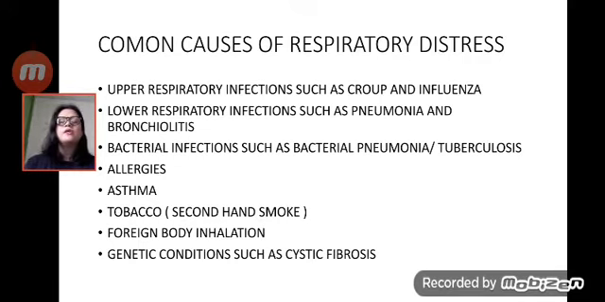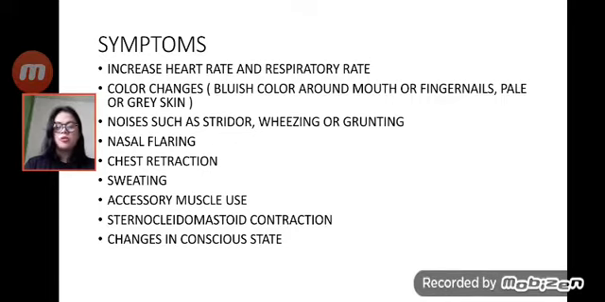And another thing would be tobacco smoke. So during her pregnancy, if the mother has this kind of vice, like tobacco smoking, that will also give this kind of disease to the infant. And another possible cause is foreign body inhalation and genetic conditions such as cystic fibrosis. So what would be the symptoms of the IRDS?